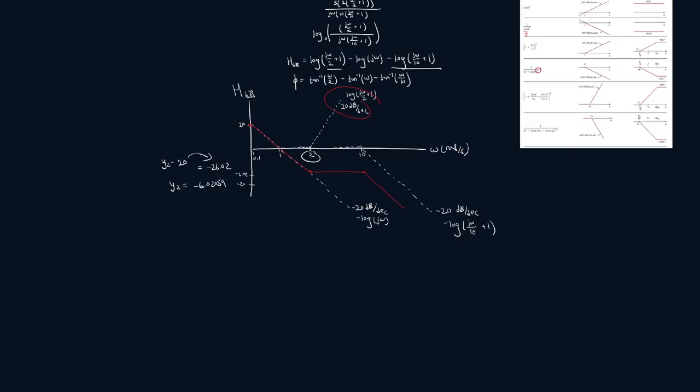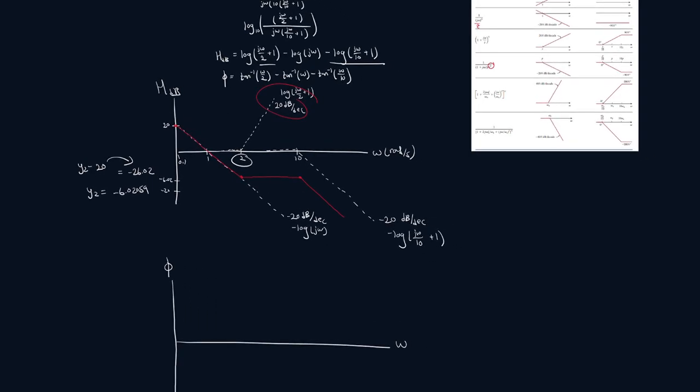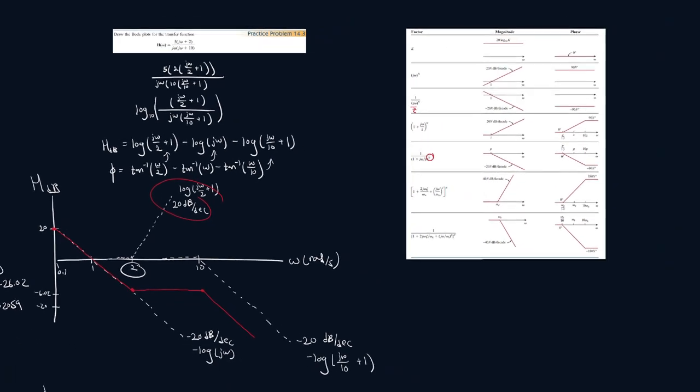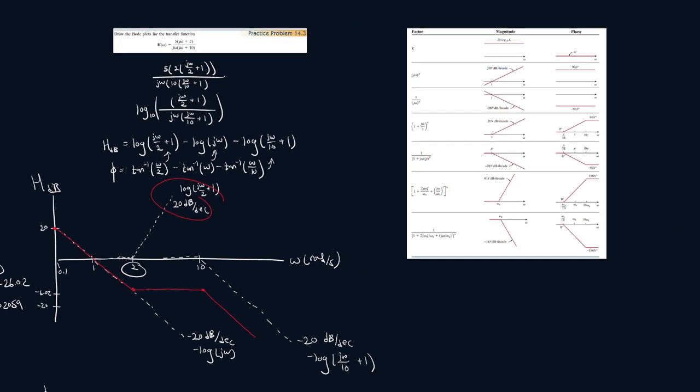Okay, there we go. Now let's draw our phase Bode plot. So we have that here, and then we have omega here. So first for this, let's find the functions they're related to. So this we got from this. This we got from this. This we got from this. So we're going to be checking these plots to see what our phase graph should look like.